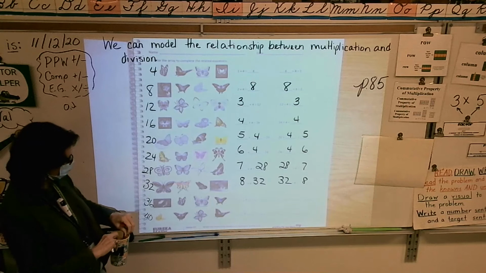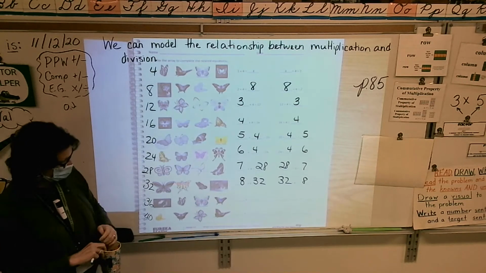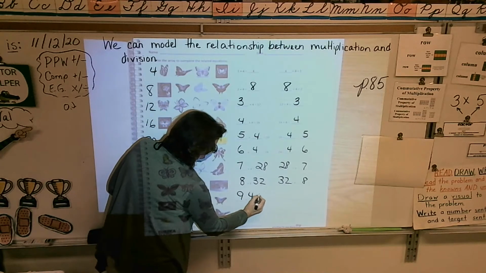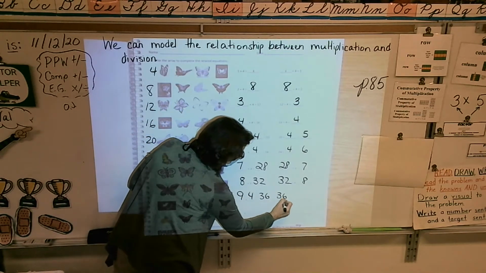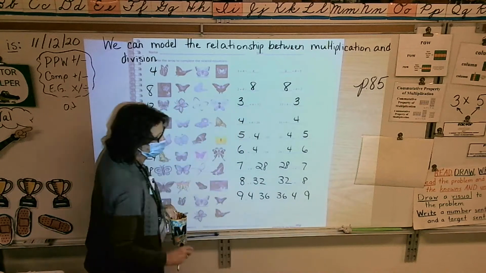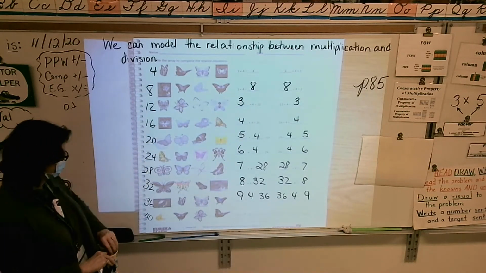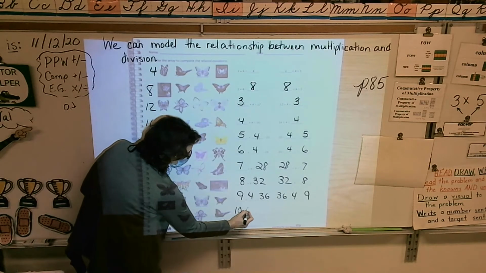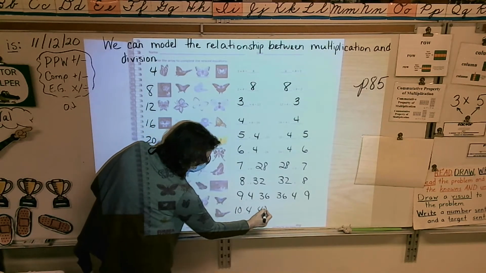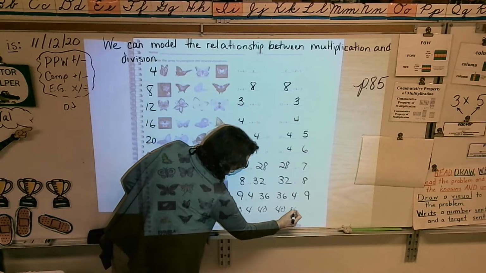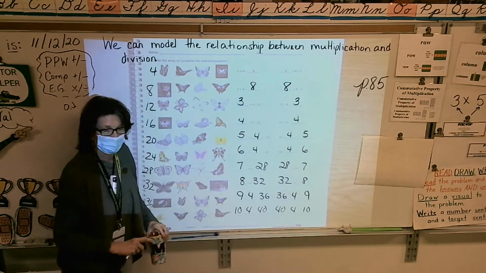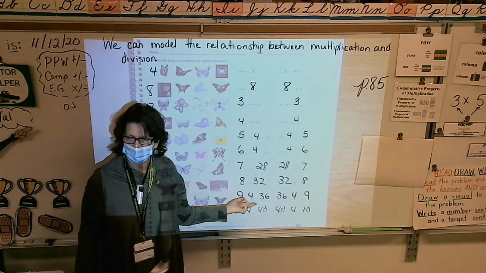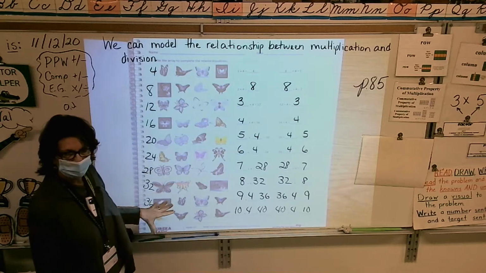Okay, the next row, Kalia. What number sentence did you write for the next one? 9 times 4 equals 36. Very nice. 36 divided by 4 equals 9. Very good. Again, our unknown was the number of rows. And the last one. Let's do it together, boys and girls. 10 times 4 equals 40. 40 divided by 4 equals 10. Nice job. So what did we do? We just did exactly what our learning target said. We related multiplication and division using the exact same picture, didn't we?